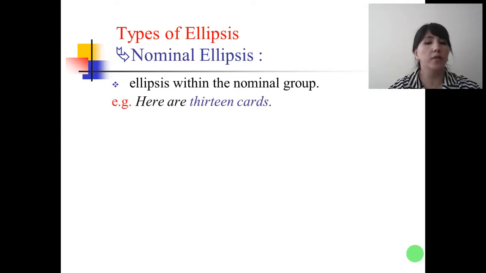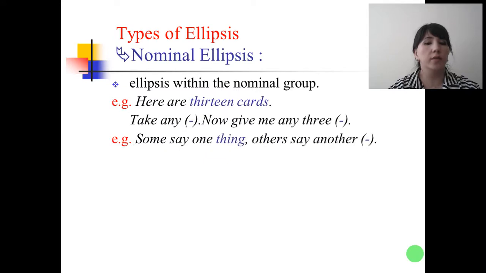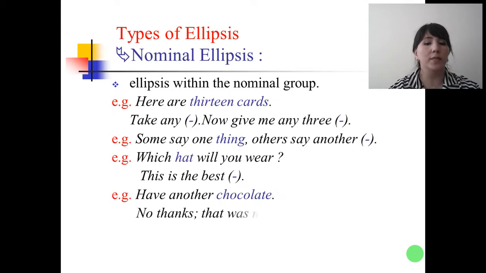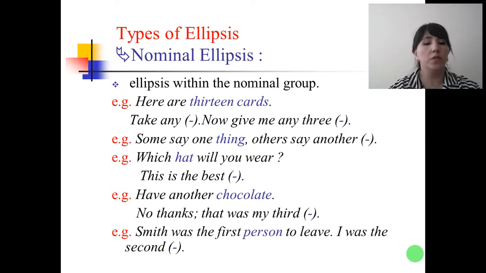For example, here are the 13 cards. Take any. Now give me any three. Some say one thing, others say another. Which hat will you wear? This is the best. Have another chocolate. No thanks. That was my third. Smith was the first person to leave. I was the second.